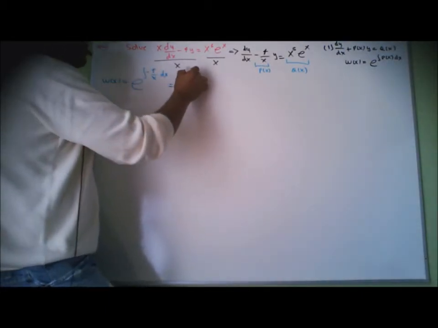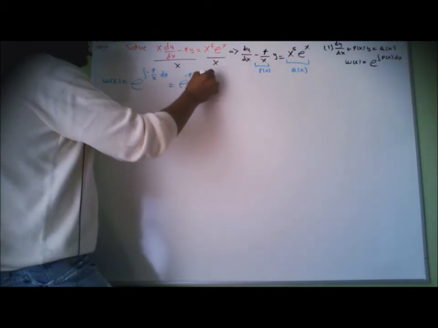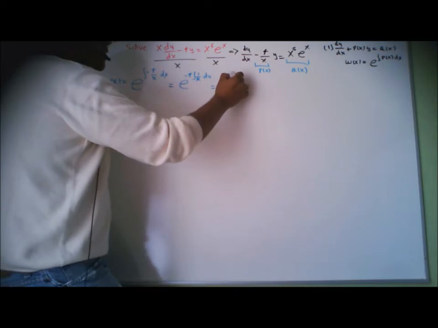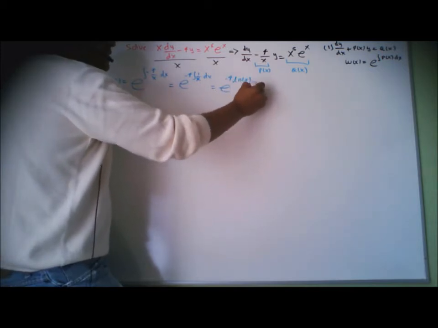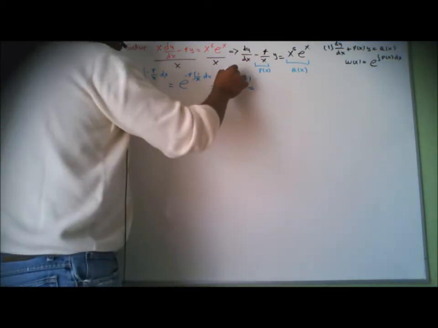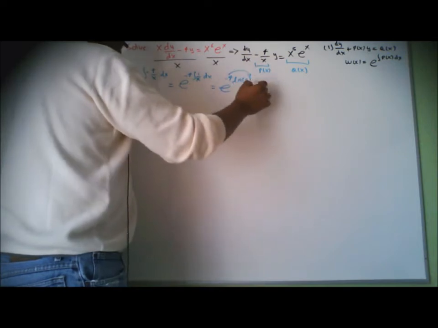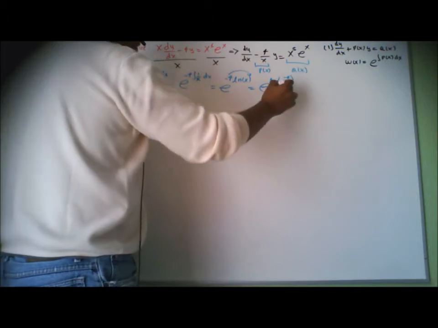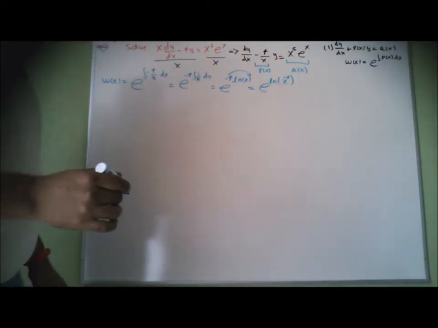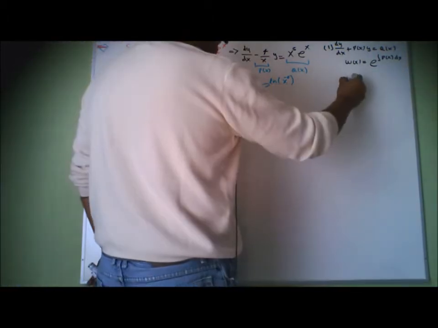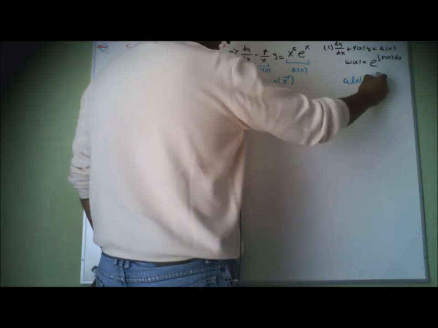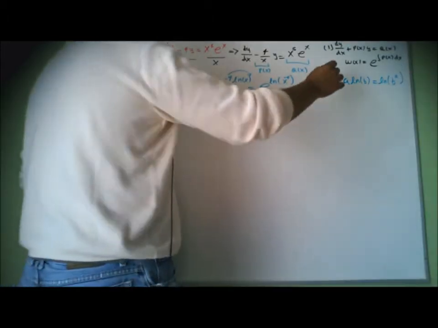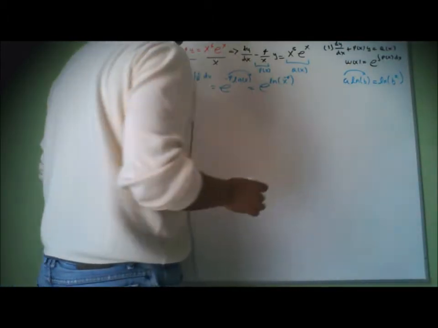Exponential of minus 4 times the integral of 1 over x differential of x. So exponential of minus 4 times the natural logarithm of x. That is equal to, this goes here in the power, exponential of the natural logarithm of x to the power minus 4. That is a property of the natural logarithms, if you remember that property: a times the natural logarithm of b is equal to the natural logarithm of b to the power of a. So whatever number is here goes in the power.